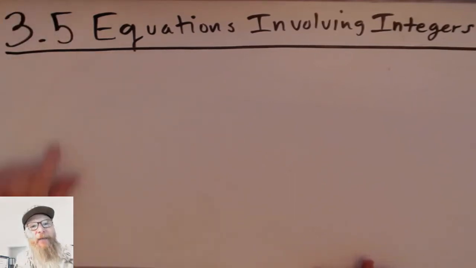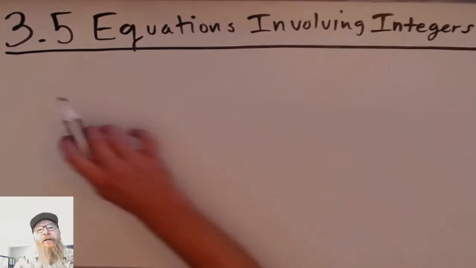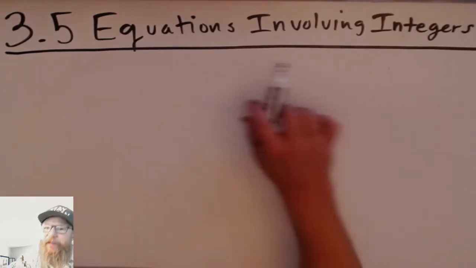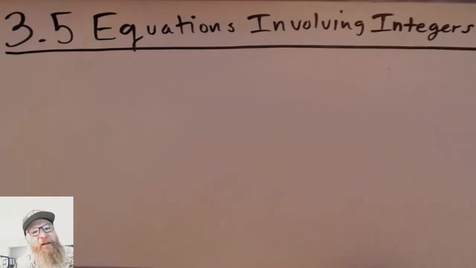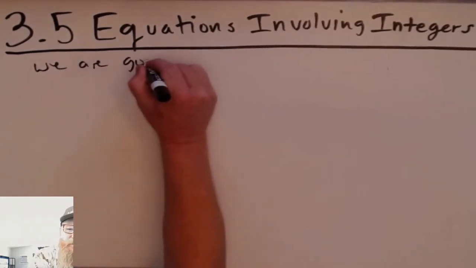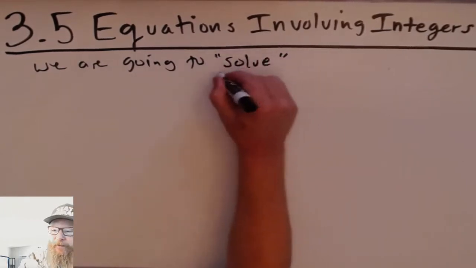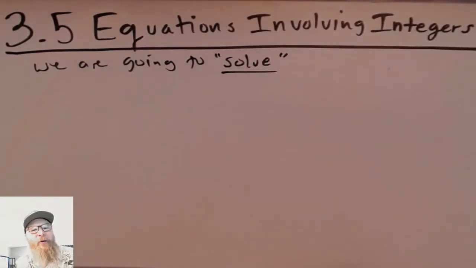It's Dr. J. 3.5 today. We're finishing the chapter. The full title is Solving Equations Involving Integers, but I couldn't fit that on the screen, so I'm just calling this Equations Involving Integers. Obviously, we are going to solve. Typically, that's what we would do with an equation.